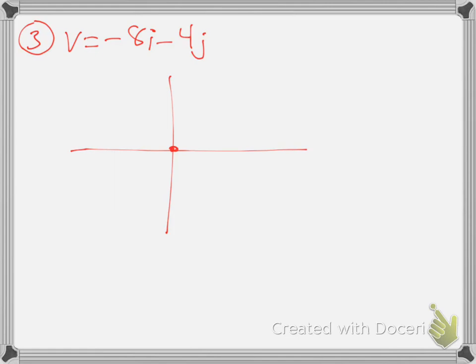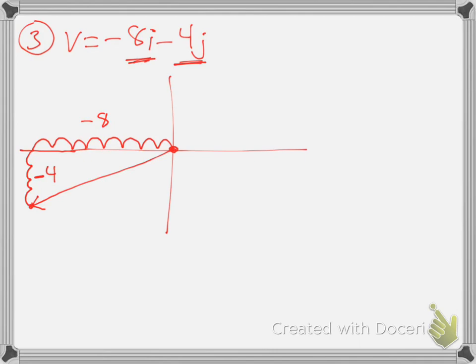Like Wendy's saying, the I is the sideways, which is always cosine. So it's going to be back 8. 1, 2, 3, 4, 5, 6, 7, 8. And then down, because negative is down, 4. 1, 2, 3, 4. Like that. So back 8, down 4. Is that making sense there?